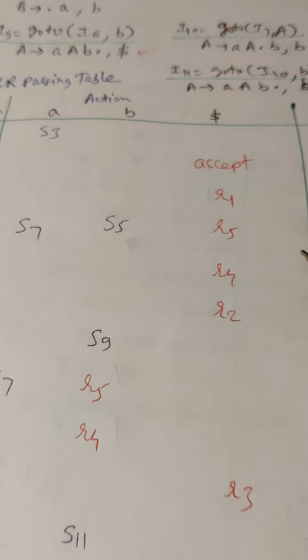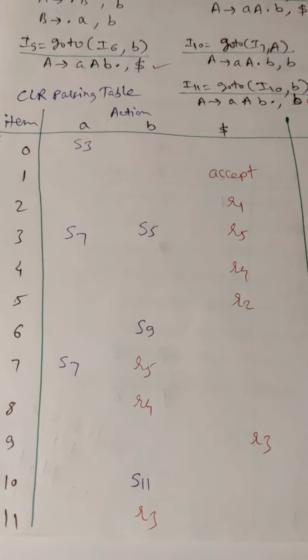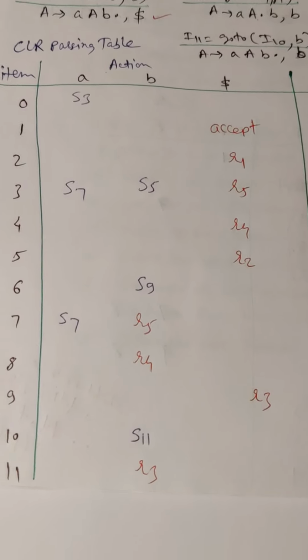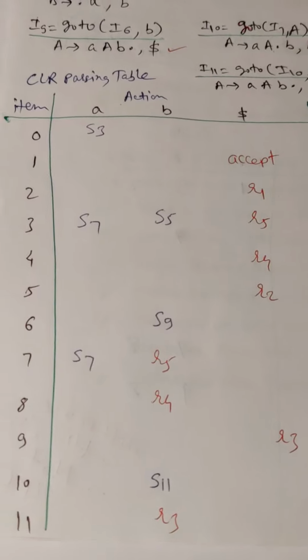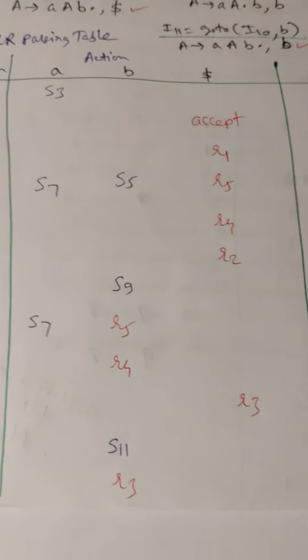Okay, so when you make all the entries, you'll find all the items. You can look at the solution. You find all entries are unique. There is nowhere we find a conflict, shift conflict or reduce conflict. As we don't find any conflict, all entries are unique. This grammar is LR1.